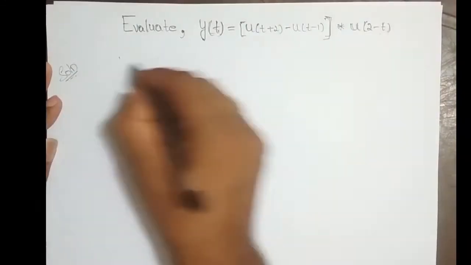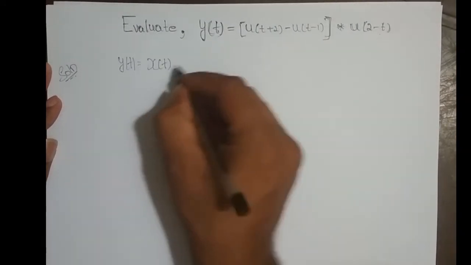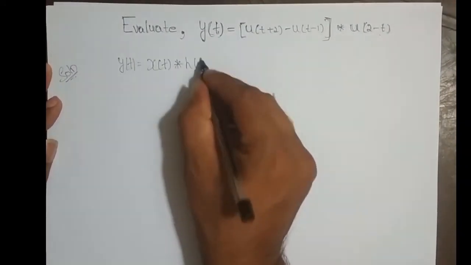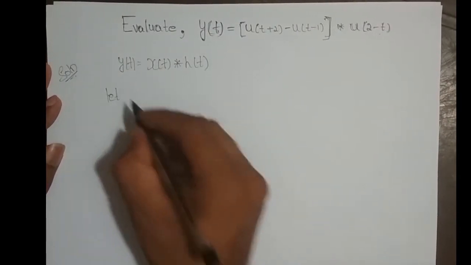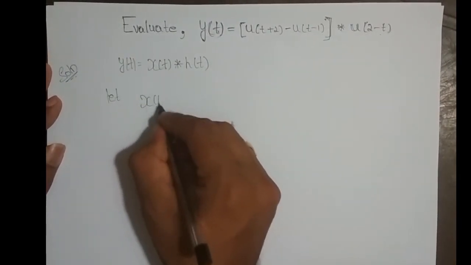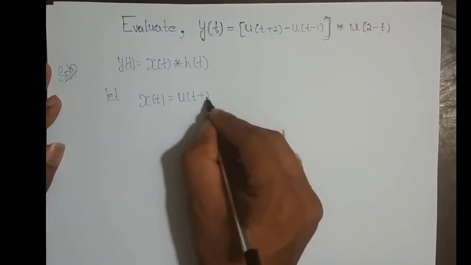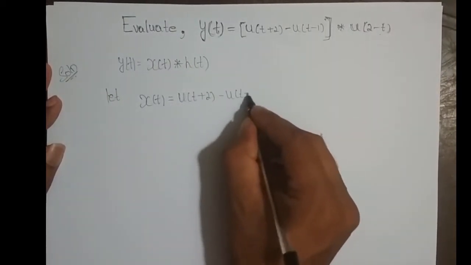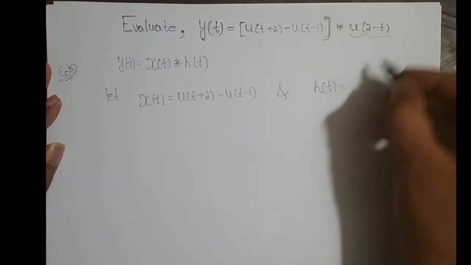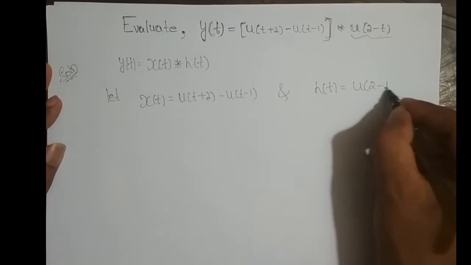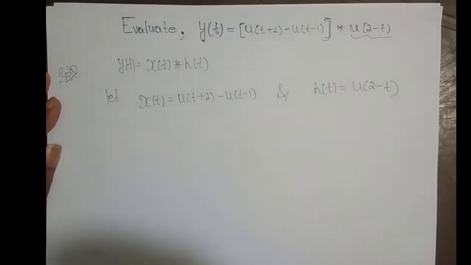This is of the form y of t is equal to x of t convolved with h of t, right? So we'll assign x of t to be the first signal, which is u of t plus 2 minus u of t minus 1, and h of t is this one, u of 2 minus t. We'll sketch these two signals first, and later we'll see what can be done.